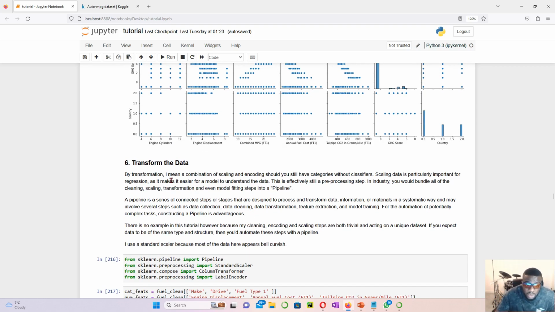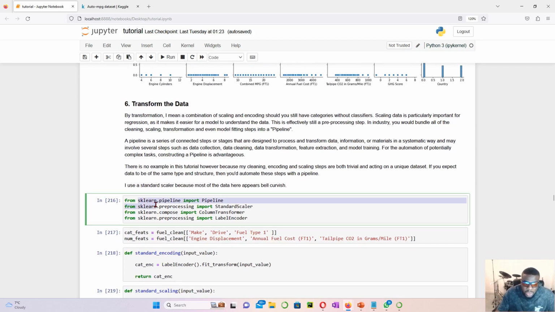So step number 6, I need to prepare the data for my machine learning models. And using the sklearn library, this is the most common machine learning library in Python. Another one is TensorFlow, and there's another one which I can't remember the name of, but the one I use most often is sklearn, simply because that was the first one that I learned, so I'm just used to it.